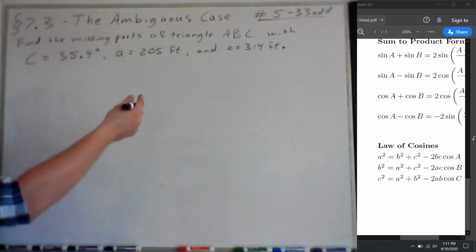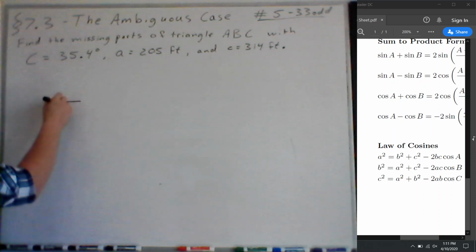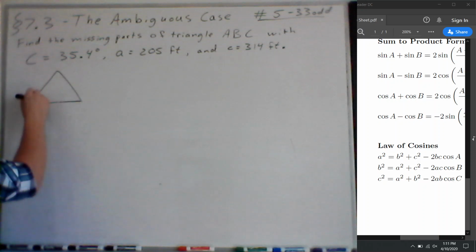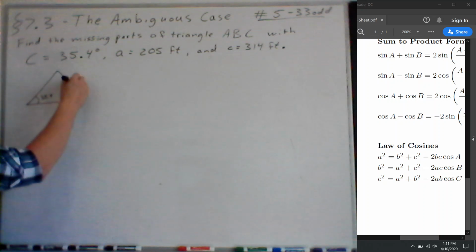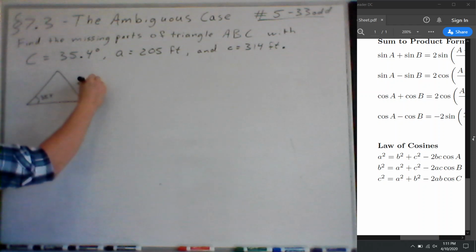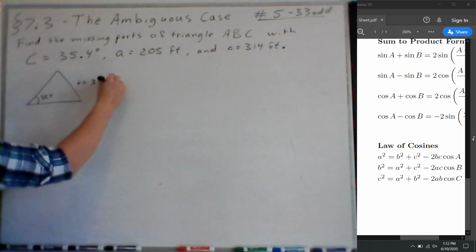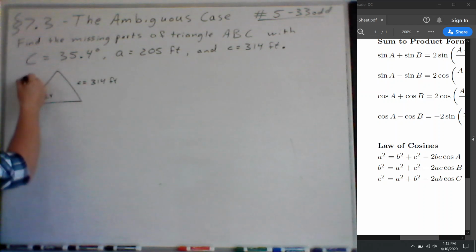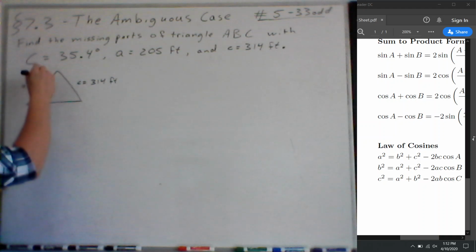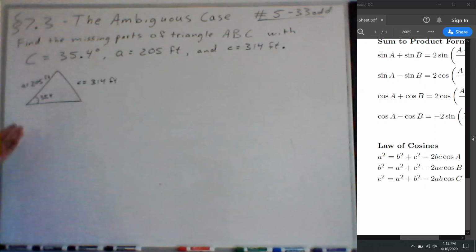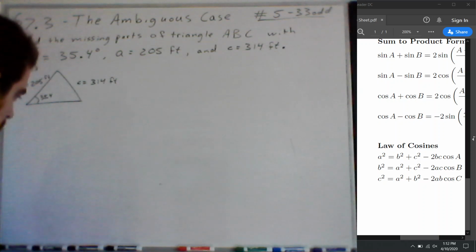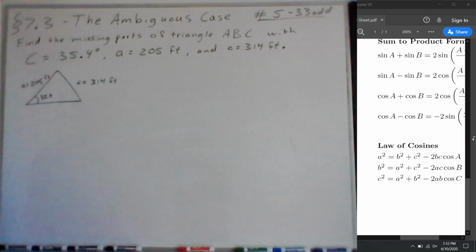So again, now we've got this picture where here's angle C, 35.4. That means little c is over here at 314 feet. And I'll put A over here at 205 feet. So now this is big C instead of big A, but same process, exact same process.